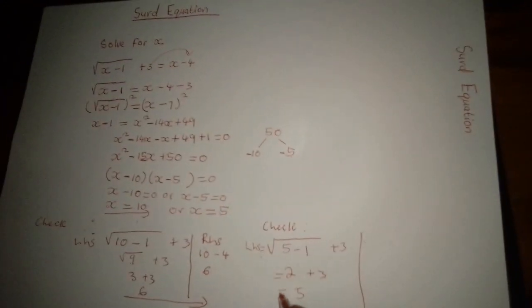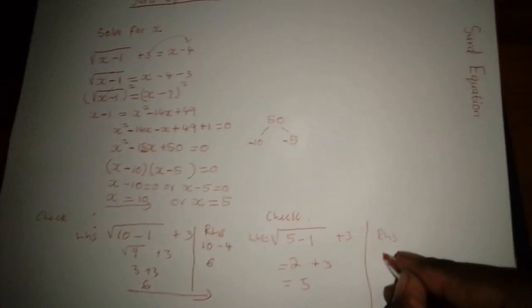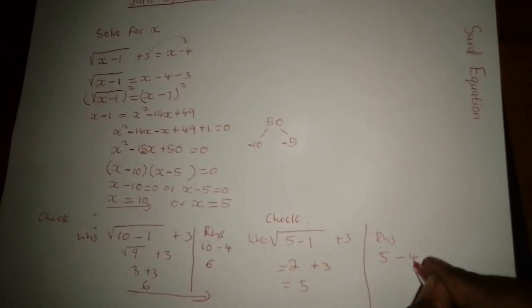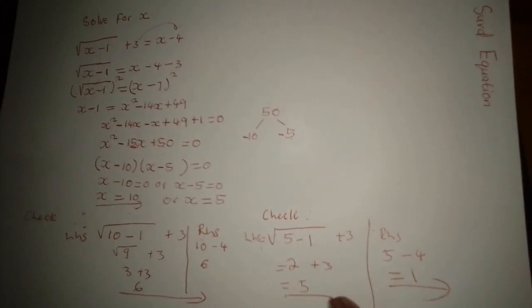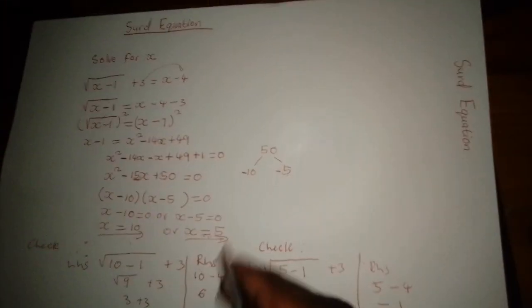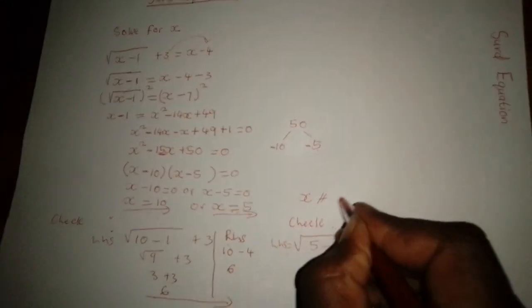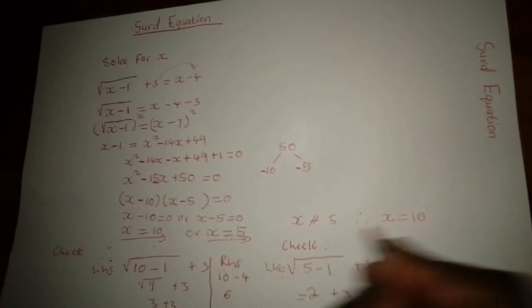So yes, we have checked. Let's go to the right hand side. 5 minus 4 is 1. So this is invalid. So the value of 5 is not the solution of this type of surd equation. So x cannot be 5. So the solution is therefore x equals 10.